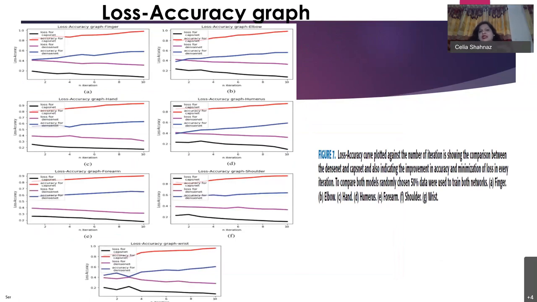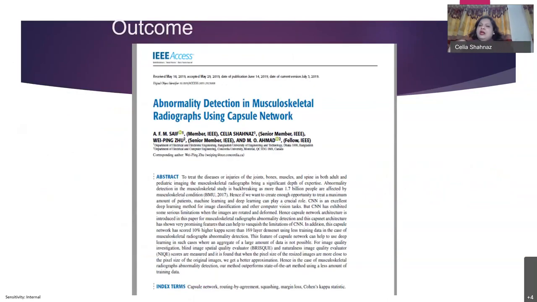And this is very important, the loss and accuracy curve. The black and the purple ones are the loss curves, blue and red ones are the accuracy curves. You can see the accuracy rate is very high for the proposed CapsNet, and the loss, black, for the proposed CapsNet is very low compared to the DenseNet. It is a very important claim that we are reducing the loss of the model while increasing the accuracy of the model. And this is the work outcome that has been published in IEEE Access with impact factor more than 4, along with my undergrad thesis student.